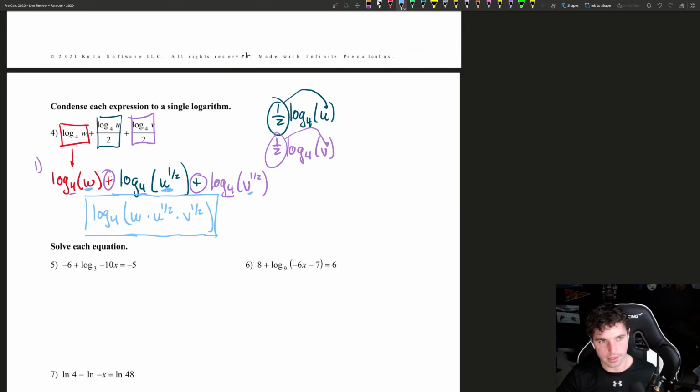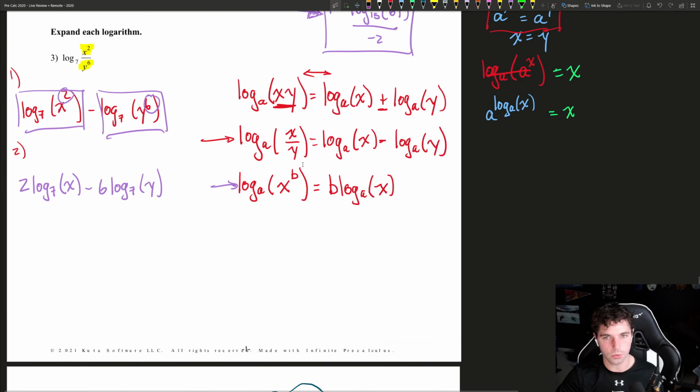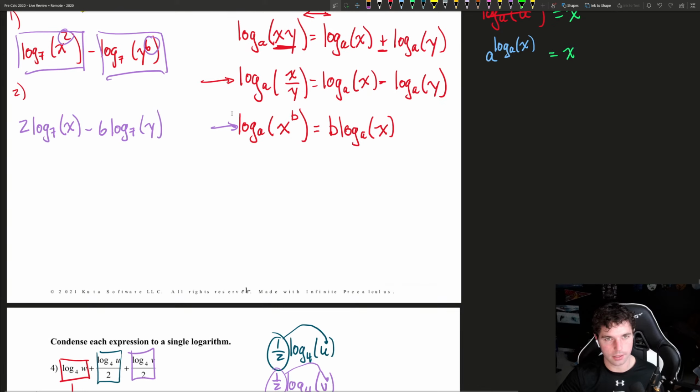So that's condensing and expanding. All right, so we need to know these rules right here. And there's not a ton of math in that. It's just a lot of rearranging.